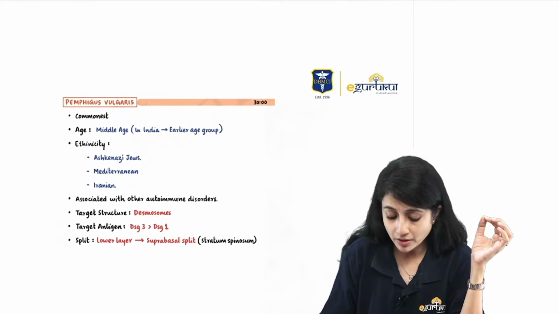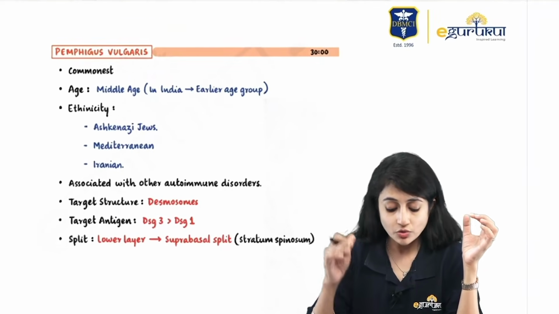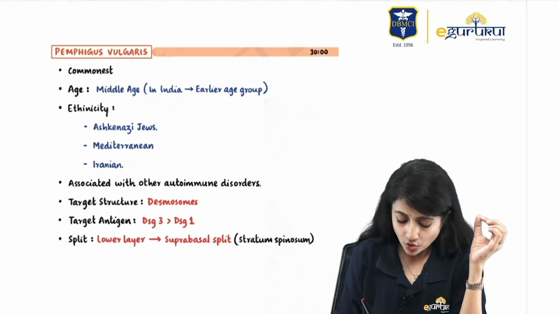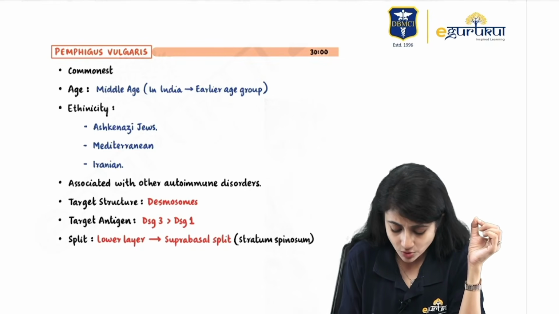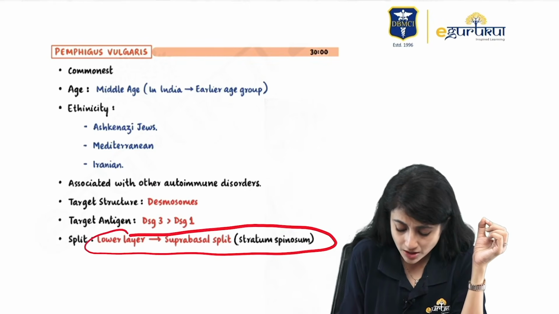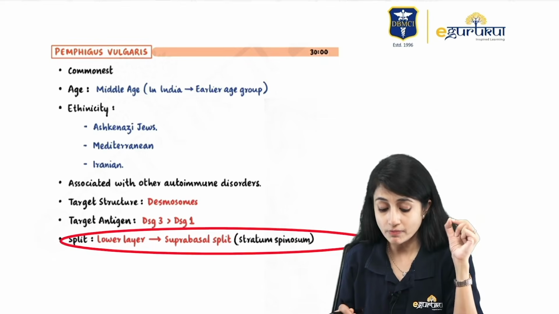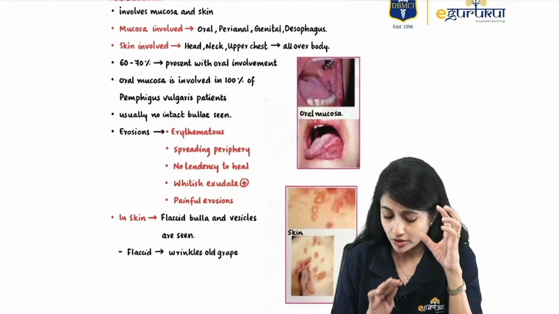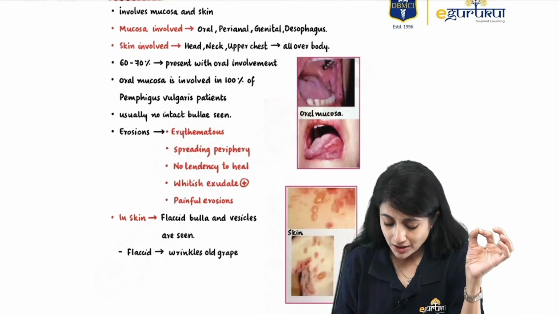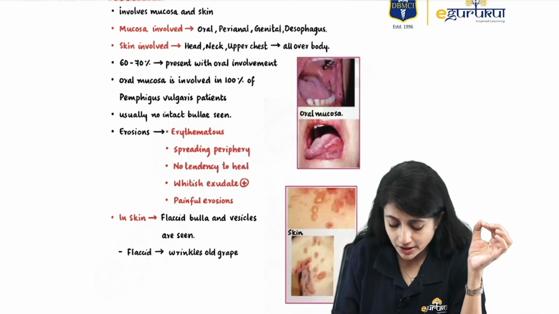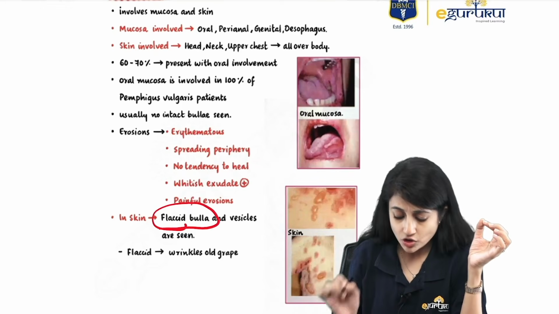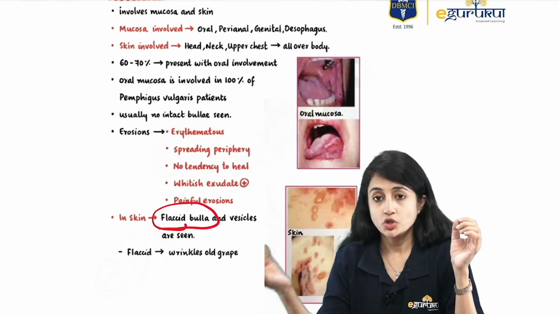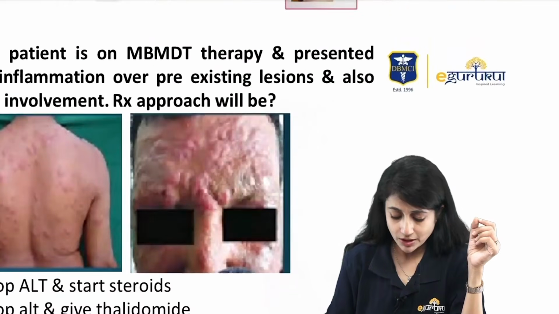This is from our eGurukul notes. In pemphigus vulgaris, I had talked about how the target antigen is the desmosome, and so the split is suprabasal, in the stratum spinosum. In the clinical features, we had talked in detail that flaccid bulla are seen which rupture easily and which show a suprabasal split.